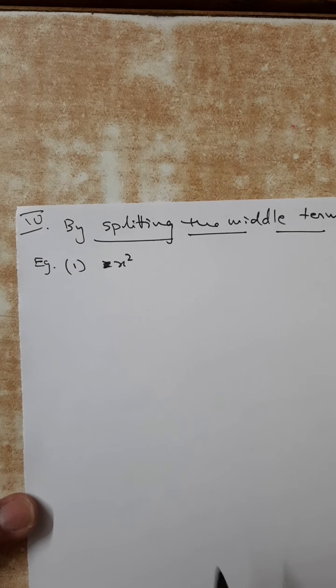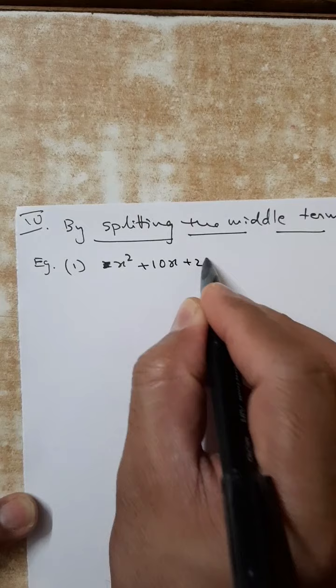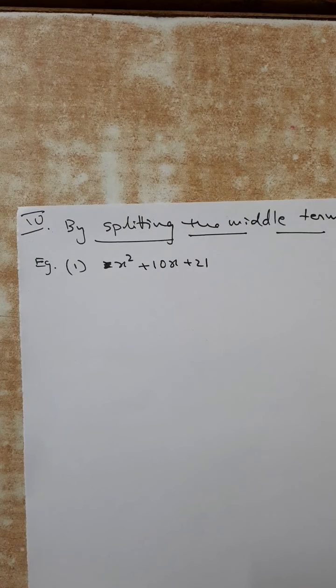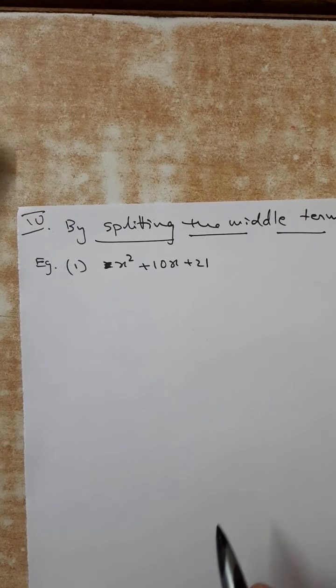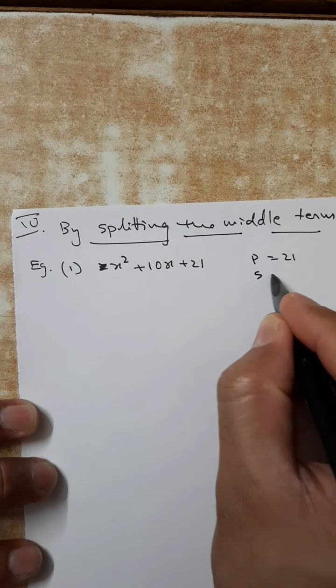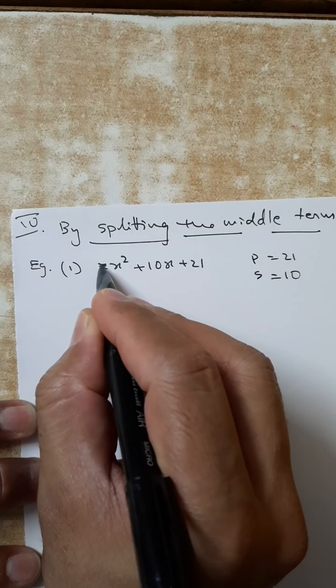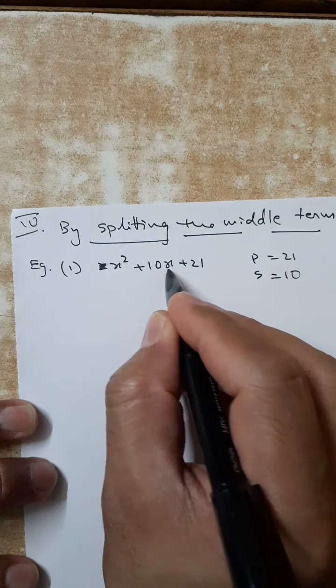Yeah, let it be x square plus 10x plus 21. X square plus 10x plus 21. Product equal to 21, sum equal to 10. Why? Product means 21 into 1. Here the coefficient is 1: 1x square plus 10x plus 21.